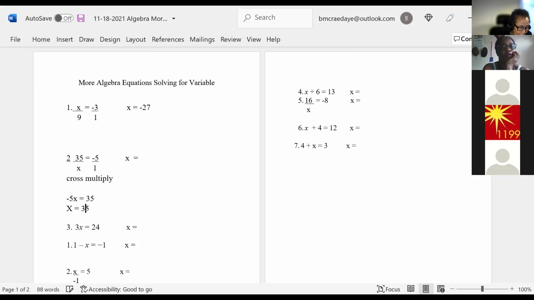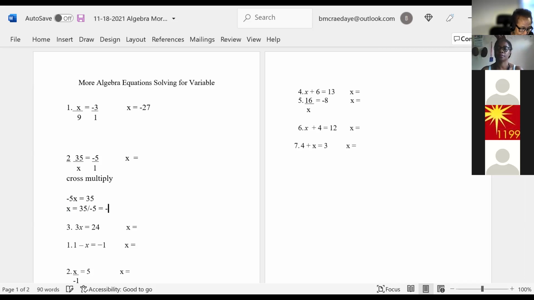$35 divided by minus 5. What's that equal to, Maureen? 7, plus or minus? A minus, that's right. So 35 divided by minus 5 has to give you a negative, because unlike signs divide to give you negative.